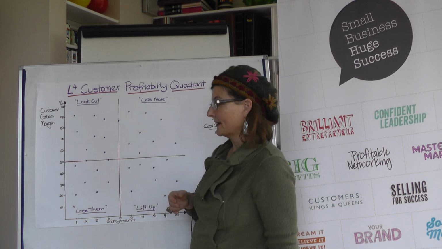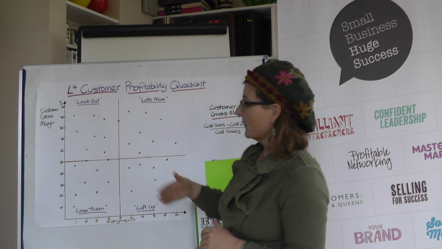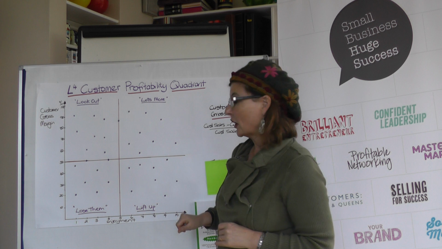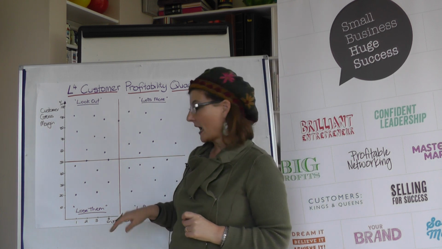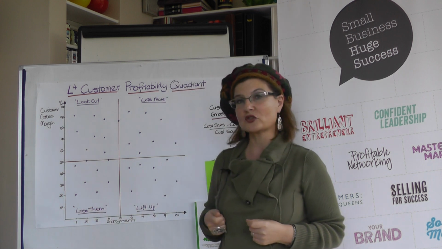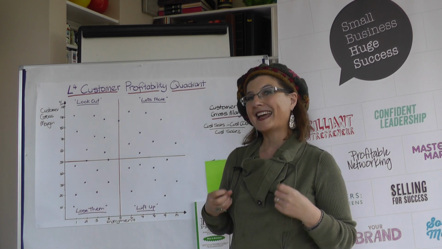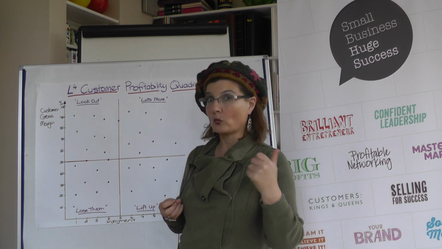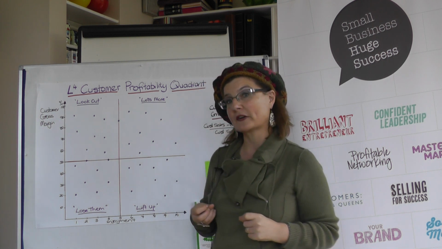So what might this mean? Well, it's simple really. What this is saying is all the customers in this quadrant, the lose them customers, are low profitability in your business and they're not very enjoyable to work with. And I don't know that you really want to have that many customers that are like that. One, they're not very profitable, and two, they're not very enjoyable.